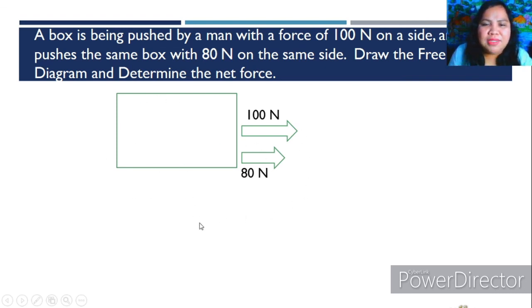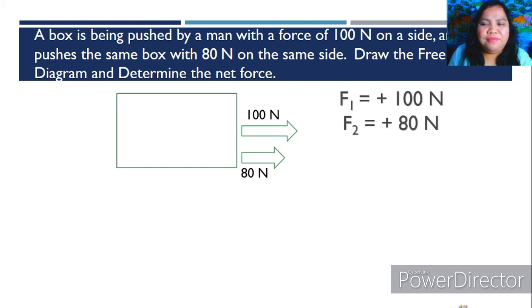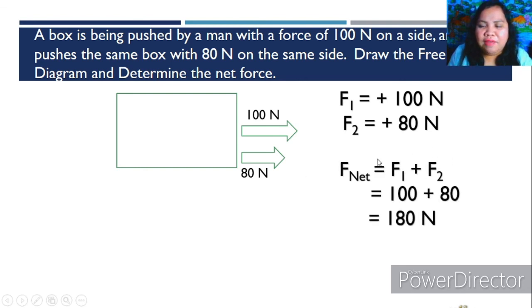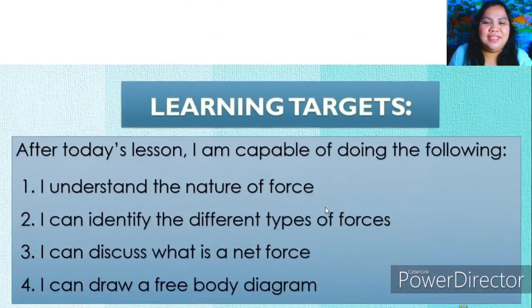So now we proceed to calculating the net force. So what is the net force? We will identify the force number 1 as positive 100 newtons and the other one is 80 newtons. So the formula for that one is F1 plus F2. Now we have the net force for the box is 180 newtons. Okay, so that is how to draw the free body diagram and to determine the net force.